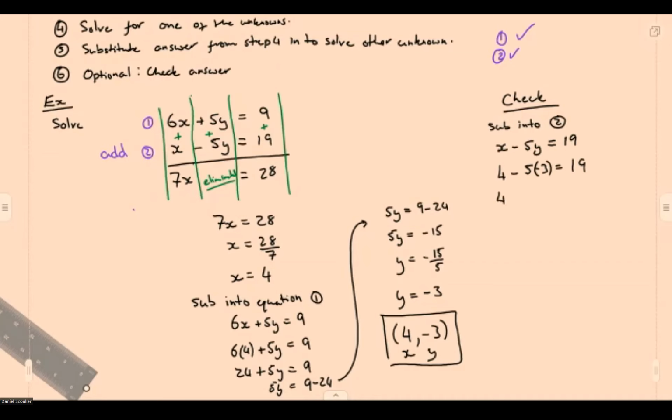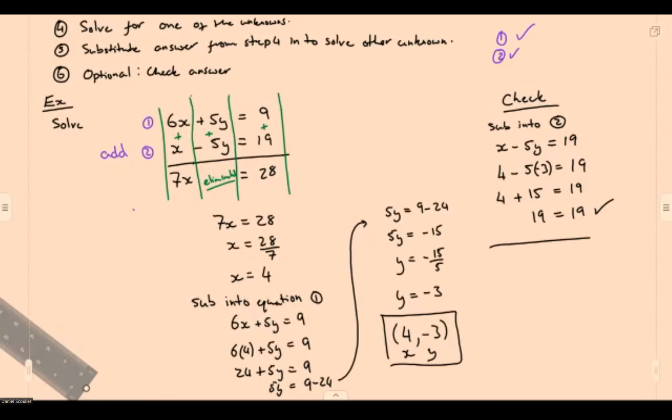Okay, so 4 minus 5 multiplied by minus 3 would give us positive 15 equals 19. So to have 19 equals 19, which is correct. So if my answer was wrong for either x or y, then I wouldn't have the left-hand side equaling the right-hand side. Remember that equal sign just means it's balanced, just means whatever's happening on the left is happening on the right. So 19 equals 19, perfect, all right?